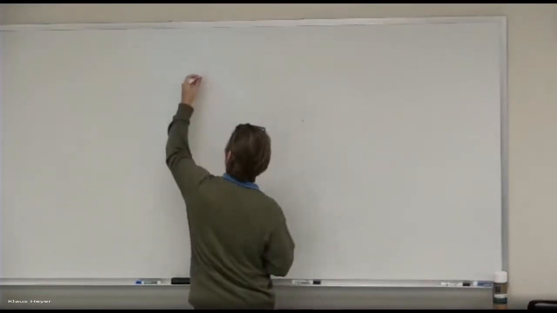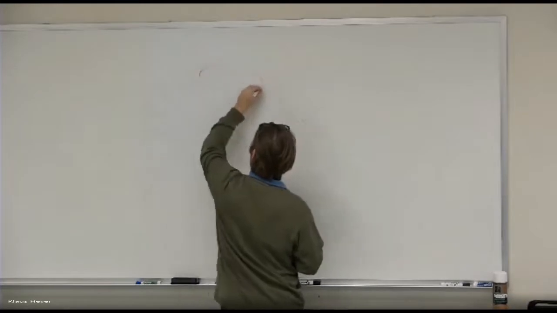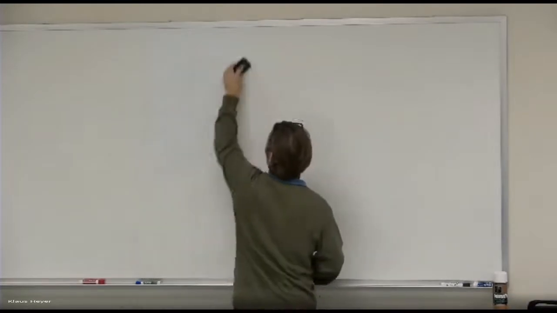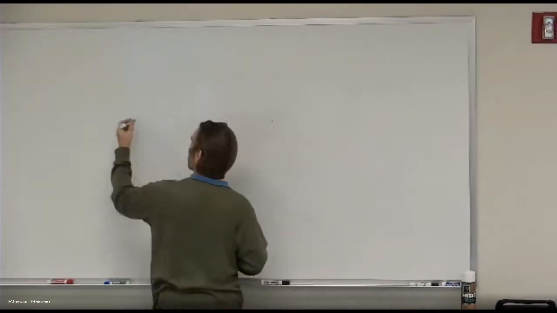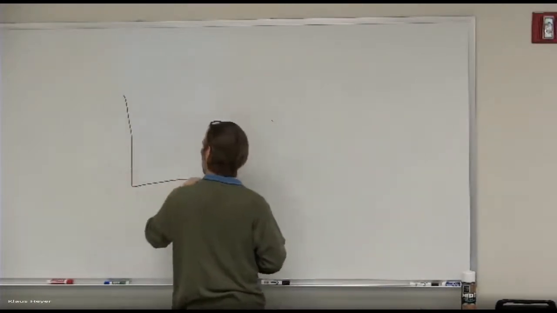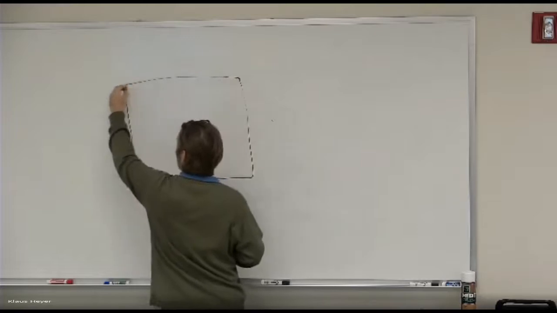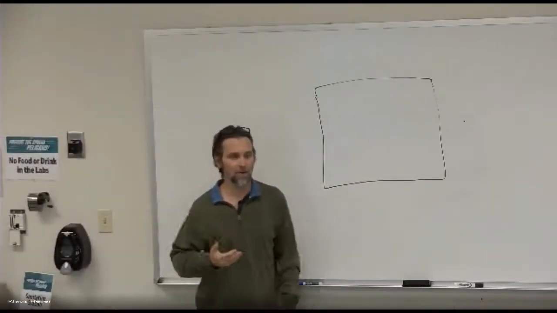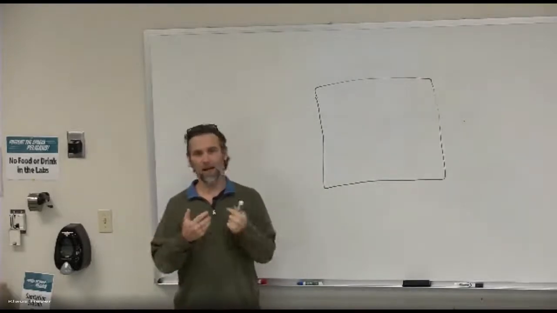Here's the heart. I'm going to draw it in black. And I'm not going to draw it looking like a heart. I'm just going to draw a box. There's our heart. And whenever you look at something, you have to use the anatomical position.